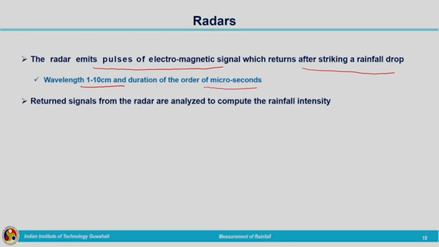The return signals from the radar will be analyzed to compute the rainfall intensity. The signal is converted to the rainfall intensity. And once we get the rainfall intensity, it can be integrated over time to get the precipitation depth. So, this is the principle of radar.